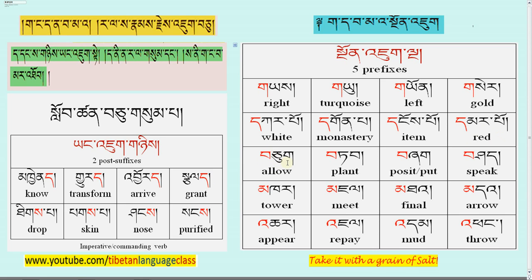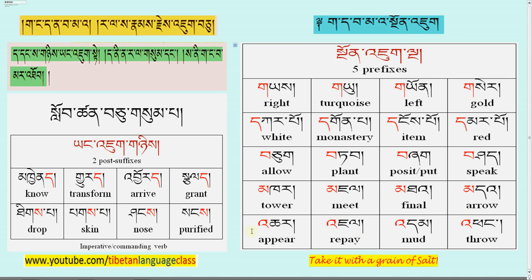Po chashapchu chukha chuk, meaning allow. Po tapa tap, meaning plant. Po shaka shak, meaning posit or put. Po shata she, meaning speak. And then mo kara kar, meaning tower. Mo jala jal, meaning meet. Mo ta ta, meaning final. Mo da da, meaning arrow.